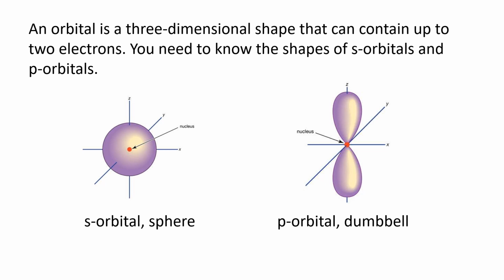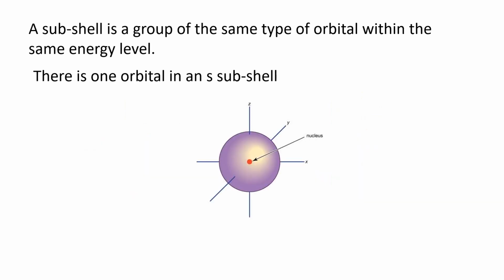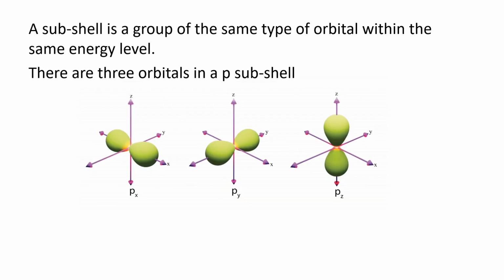You need to know the shapes of s orbitals and p orbitals. An s orbital is a sphere. A p orbital is described as having a dumbbell shape. There is 1 orbital in an s subshell. There are 3 orbitals in a p subshell.